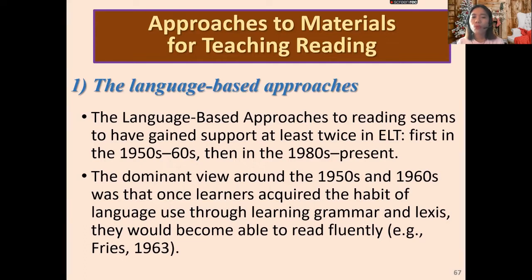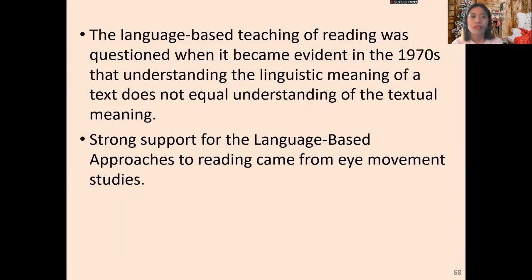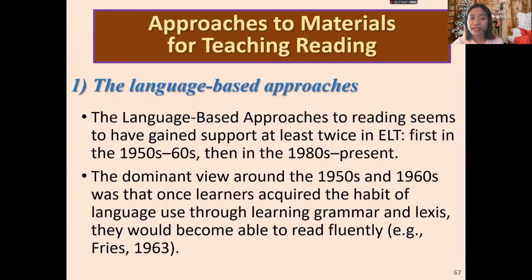The dominant view around the 1950s and 1960s was that once learners acquired the habit of language use through learning grammar and lexis, they would become able to read fluently. Language use is obviously when you use the language that you have learned, let's say vocabulary, everything that you have learned. You have the avenue to use it, and that would allow you to become a fluent reader. That's according to Fries in 1963.